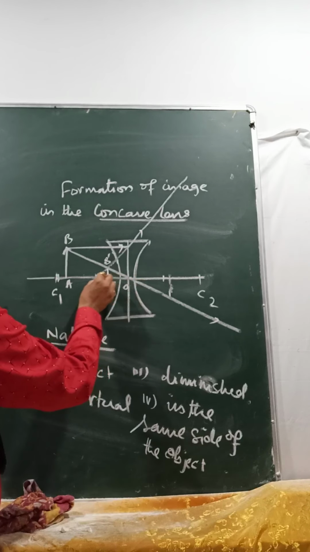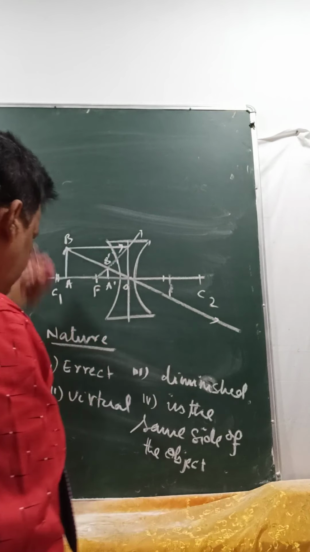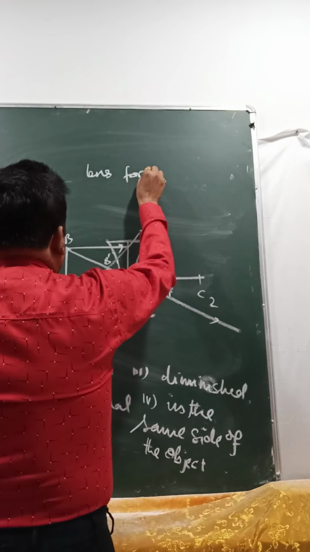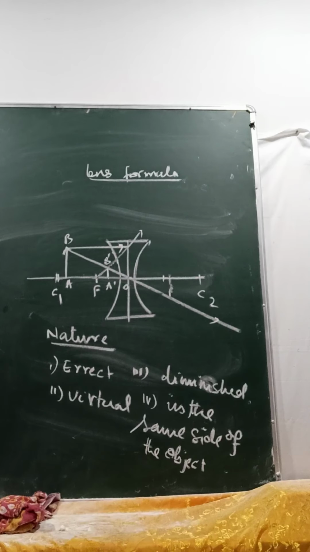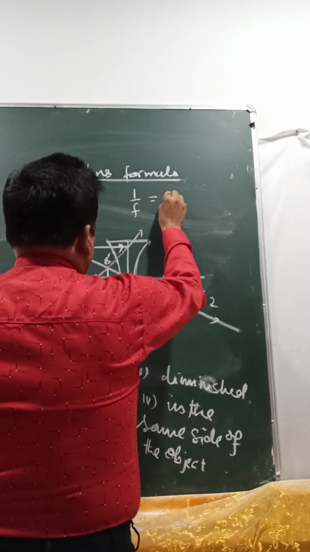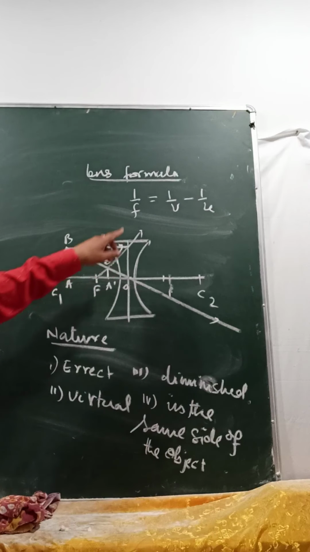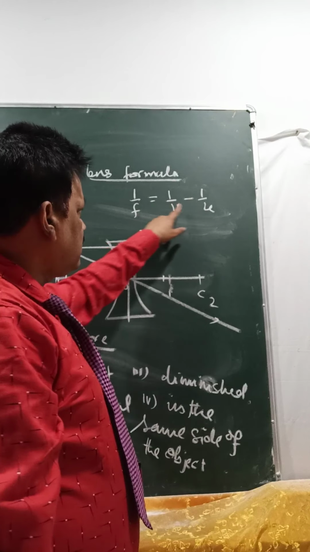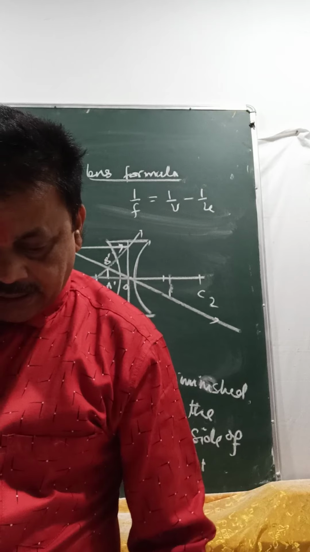Okay, now I would like to remind you, object distance is minus u, image distance is minus v, focal distance is also minus f. So what was the mirror formula? Once more, actually lens formula is 1 by f equals 1 by v minus 1 by u. That was, mirror was 1 by f equals 1 by v plus 1 by u. Here it is minus. So let's take few questions based on this.